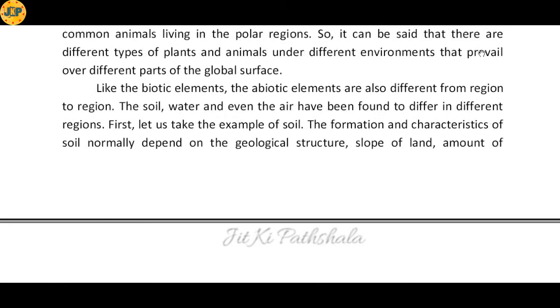So it can be said that there are different types of plants and animals under different environments that prevail over different parts of the global surface. So from the above paragraph, we can say that different types of plants and animals grow and develop on the basis of different environmental conditions.